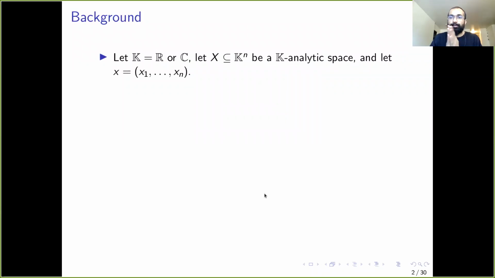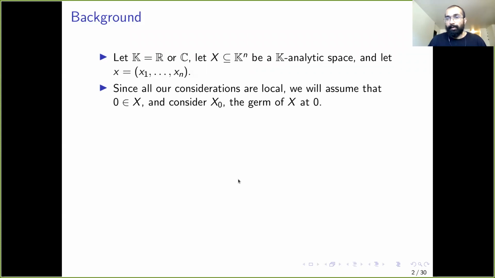So to start off, we will let the letter K denote the field of real numbers or complex numbers. And we will let X be a K analytic space contained in some n-dimensional Euclidean space over K. And we will let x denote the n-tuple of variables x1 through xn. Since all our considerations in this talk are local, that is, they're at the level of germs, we will assume that the origin is contained in this analytic space, and we will consider X0, the germ of X at 0.